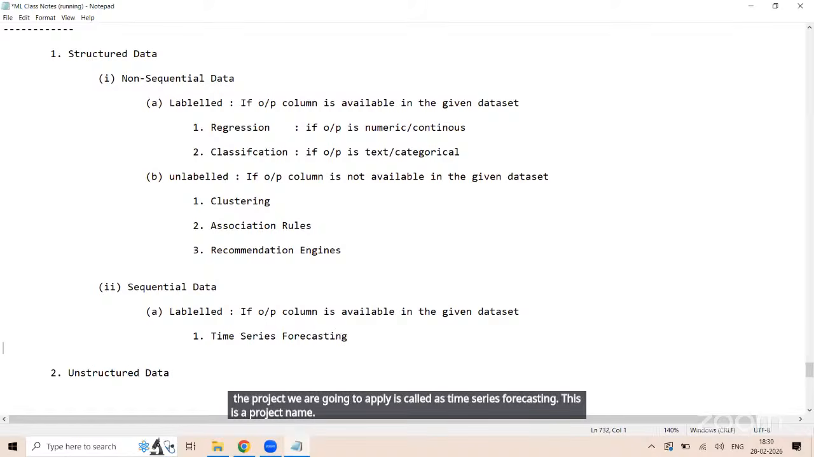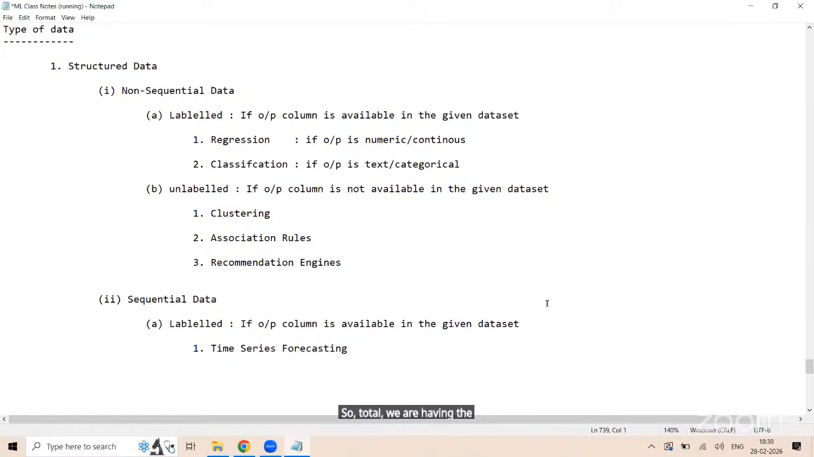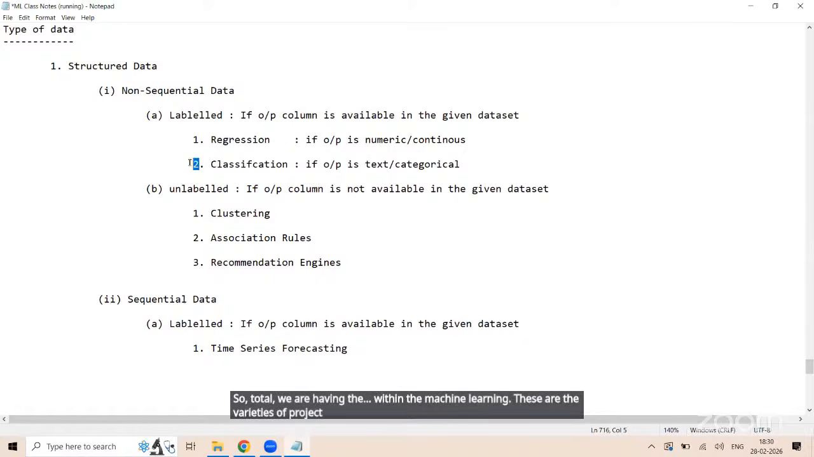So in total, within machine learning, these are the varieties of projects. The first project is regression. The second one is classification, then clustering, association rules, recommendation engines, and time series forecasting. In total, there are 6 varieties of projects we can do within ML.